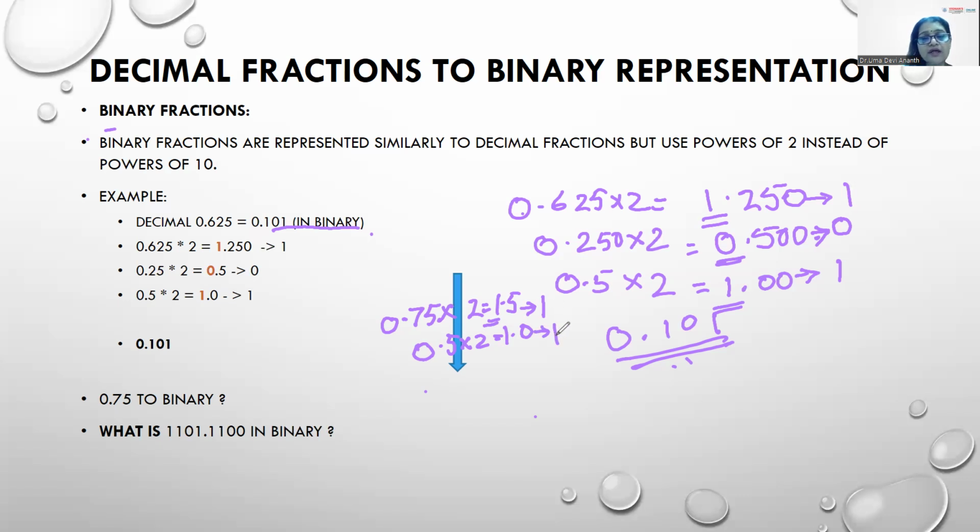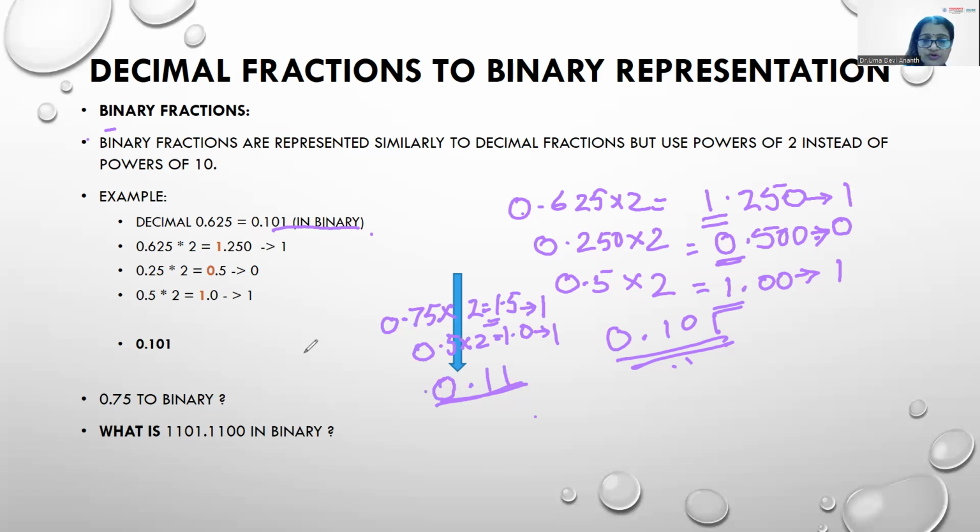So we get 1, 1. Now the decimal part is 0, so there's no need to further multiply by 2. So what is the representation of 0.75? We've got 1, 1. So that is what we are going to write. The binary representation of 0.75 is 0.11.